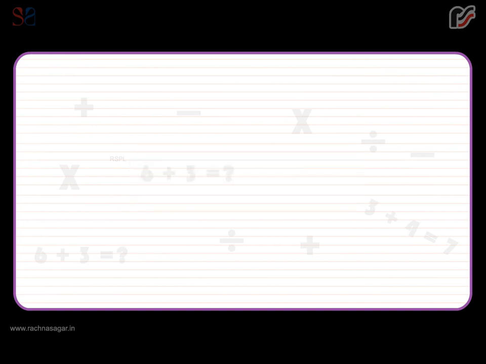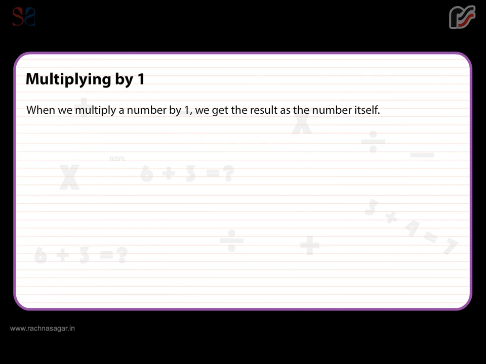Multiplication facts. Multiplying by 1. When we multiply a number by 1, we get the result as the number itself. 3 multiplied by 1 is equal to 3. 4 multiplied by 1 is equal to 4. 5 multiplied by 1 is equal to 5. 10 multiplied by 1 is equal to 10.